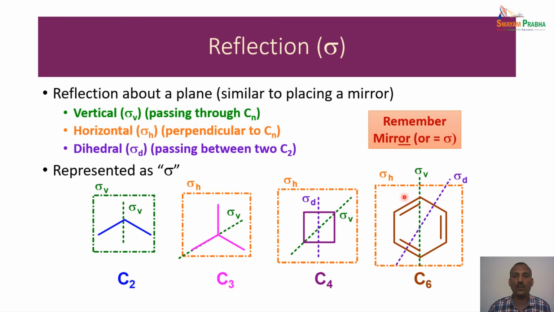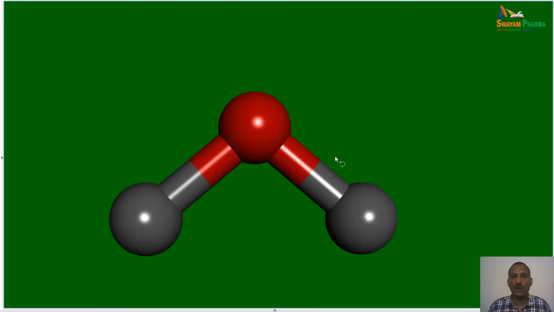Let us look at the 3-dimensional representation of this. Let us look at the water molecule. If I draw a line perpendicular to this one, bisecting the molecule into 2 halves, then this part of the molecule is exactly the mirror image of the other part. So we have a mirror plane as shown here, which is perpendicular to the plane of the molecule. There is also another plane.